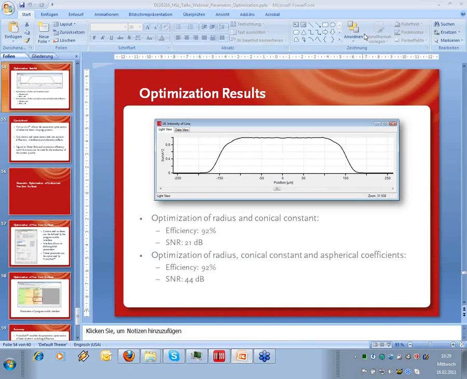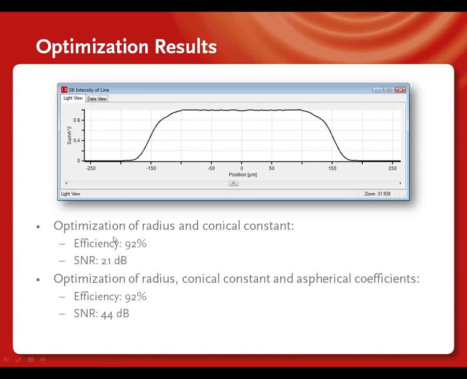So just to summarize this: in the first optimization step, just with radius of curvature and conic constant, we have an efficiency of 92% and an SNR of 21 dB. In the second optimization step, in which we use in addition the aspherical coefficients, we could increase the SNR to 44 dB, which is already a very good solution.